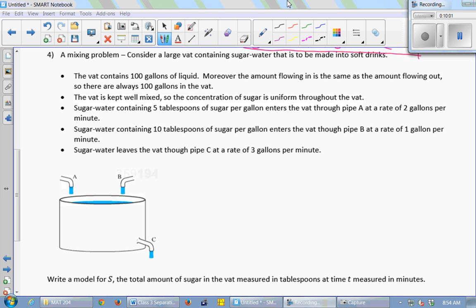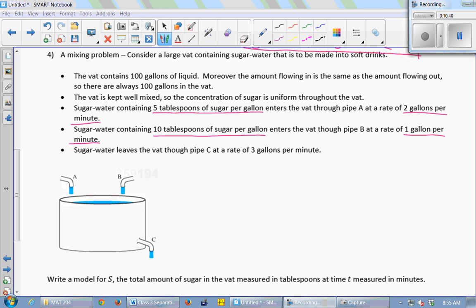And then we have these 3 bullets that give us the real information about how much sugar. Sugar water that contains 5 tablespoons of sugar per gallon enters the vat through pipe A at a rate of 2 gallons per minute. So they've given us 2 pieces of information, 5 tablespoons of sugar per gallon and 2 gallons per minute. So 2 different rates there. And then sugar water that contains 10 tablespoons of sugar per gallon enters the vat at 1 gallon per minute from pipe B.